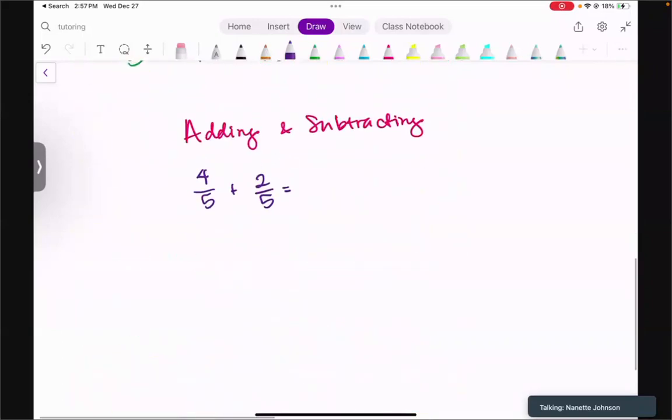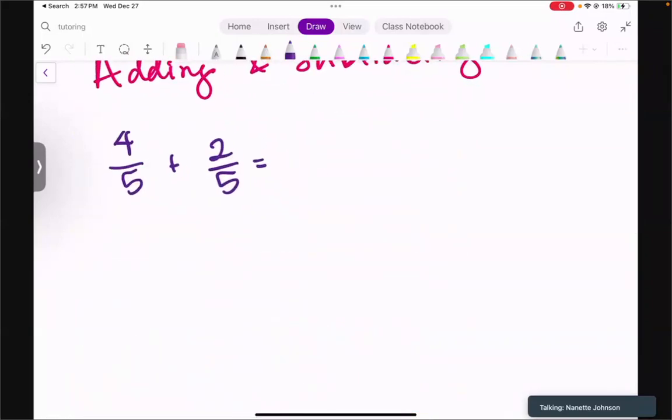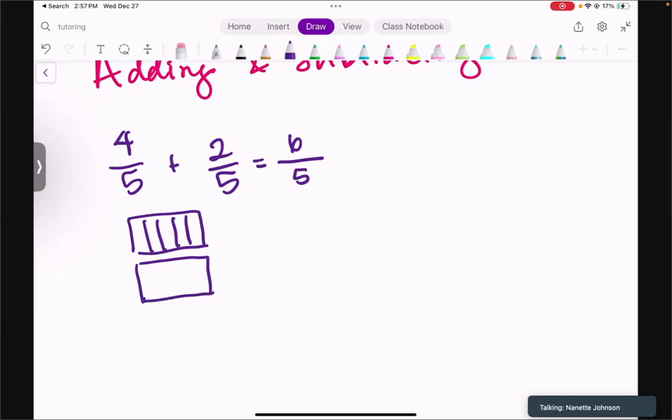4/5 plus 2/5, here we are not going to add across. We're going to keep the denominator because the denominators are the same. And then we're just going to add across the top, which is 6. So this is 6/5. So again, the picture on this, so I have 2 pounds of brownies.